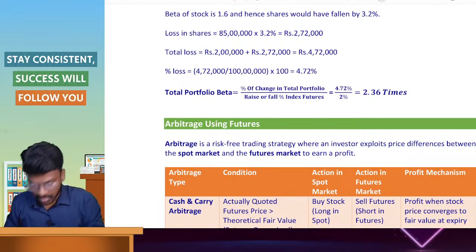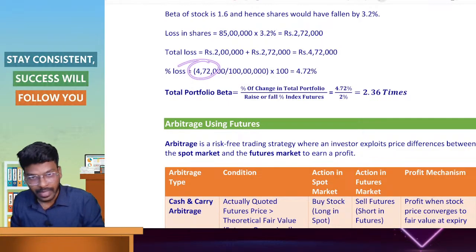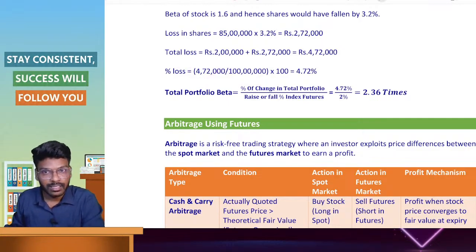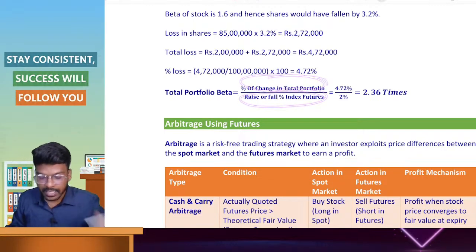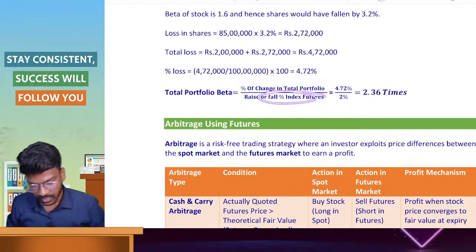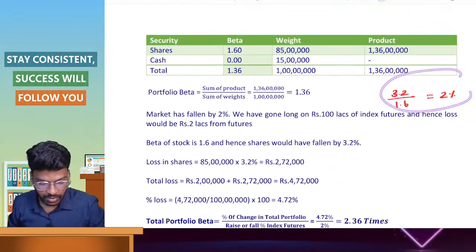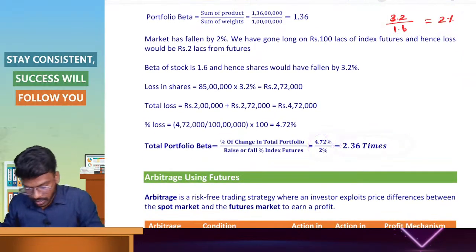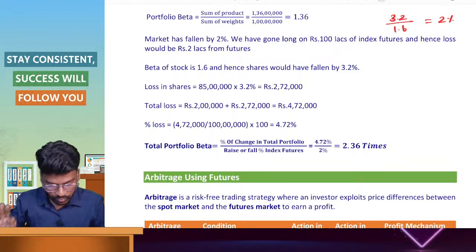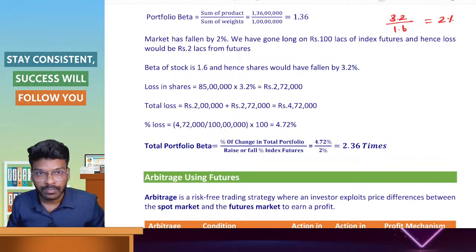If a loss comes, I subtract it from 100 lakhs. Right? If I subtract, my value has decreased. So that decreased value's percentage is divided by the rise or fall percentage of the index. The rise or fall percentage of the index is 2%. We have already computed. Okay, the 2% will be divided. So the new total beta of the portfolio is 2.36 times. Okay, new beta is 2.36 times.